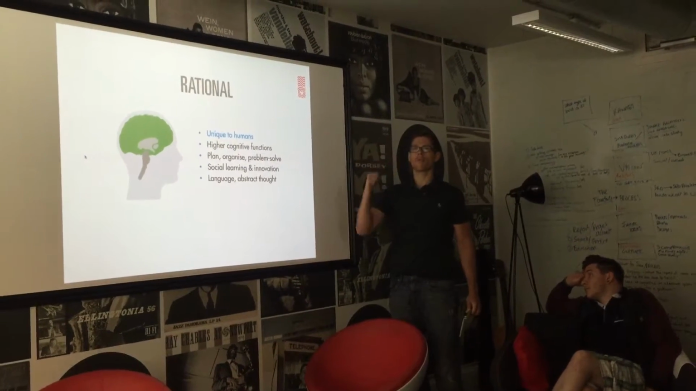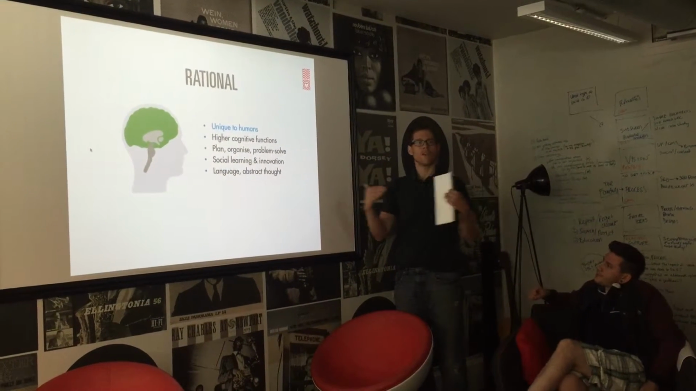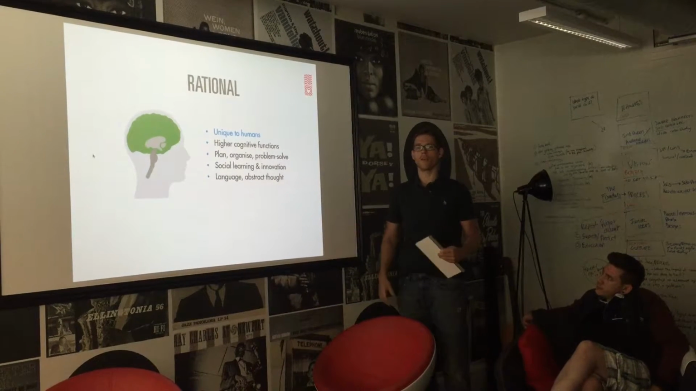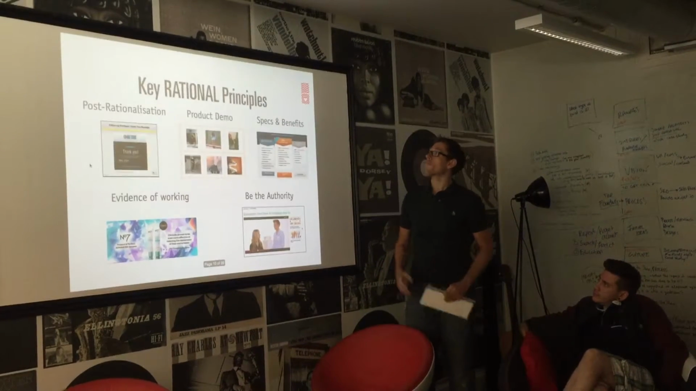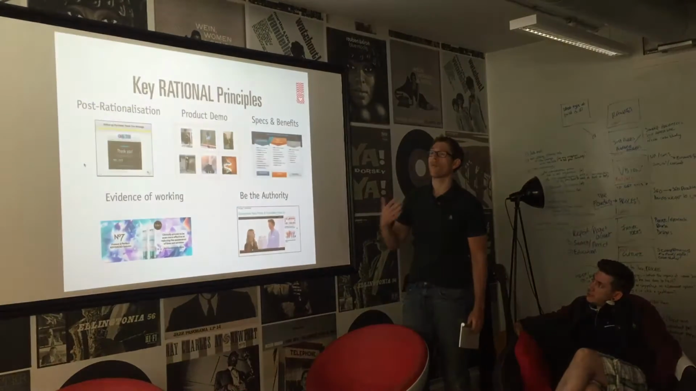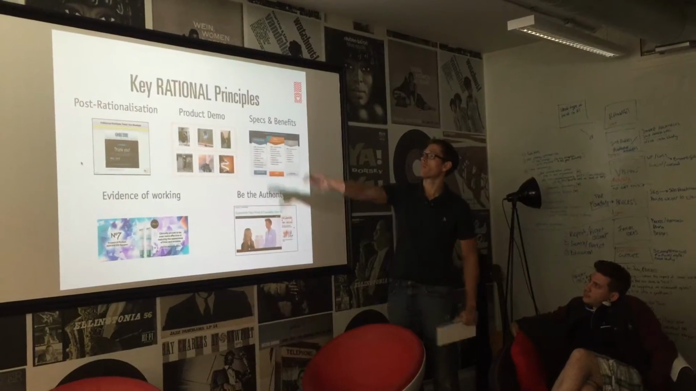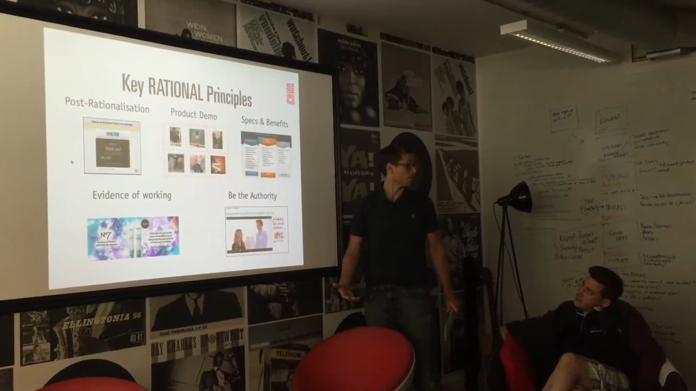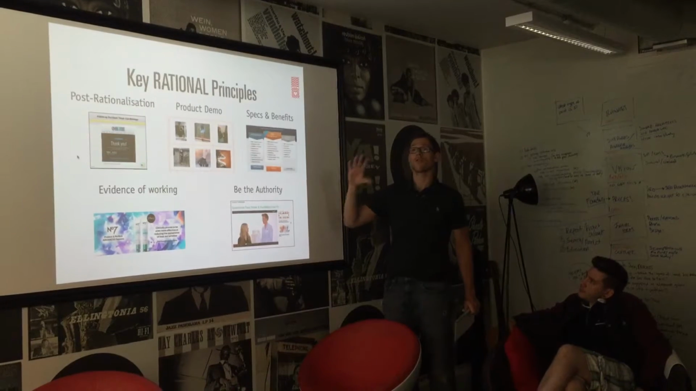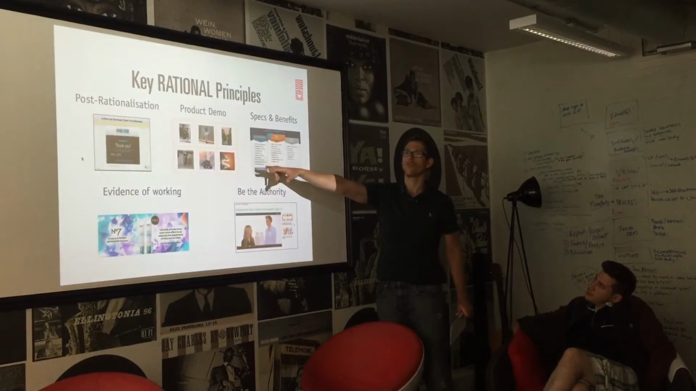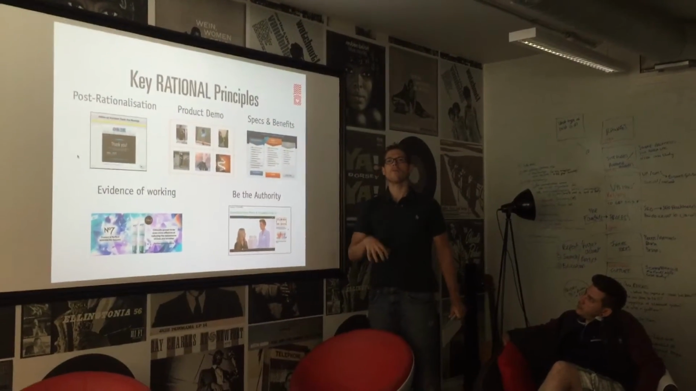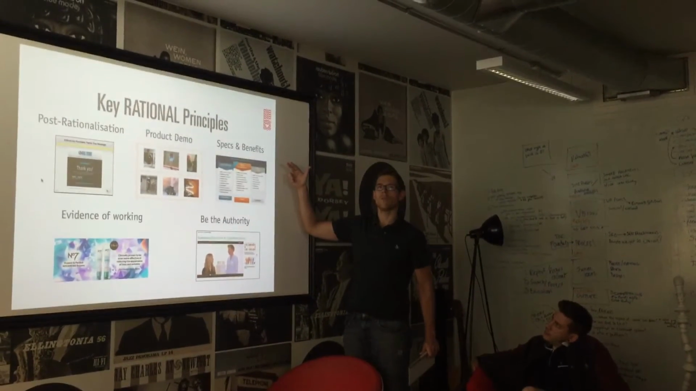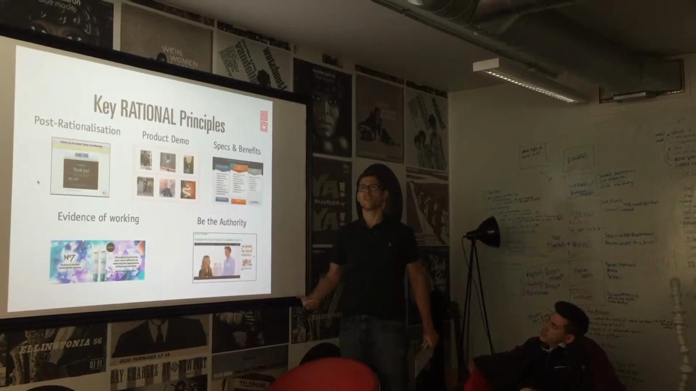And as I said before, the primal and the rational are effectively polar opposites of one another, and you need to keep both of them in check to make sure that you don't become a bit of a lunatic. Then looking at some key rational principles that influence our online behaviour: post-rationalisation, which is sending emails out to people after they've made a purchase saying thank you. Product demos, if you can outline where your shoes are going to make an impact, what's going to have a better effect on you. Specs and benefits, which we see all the time on websites, saying this is what you're going to get from it.